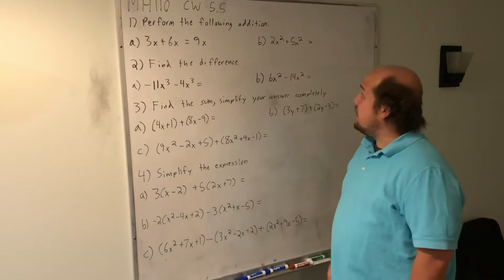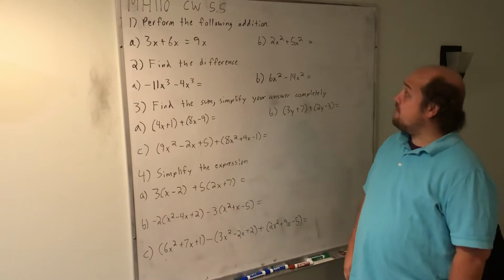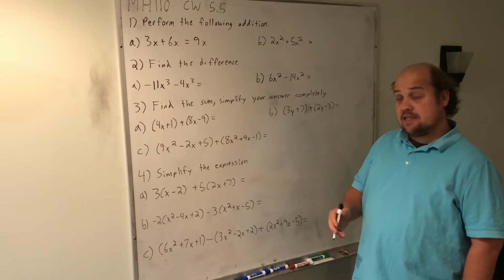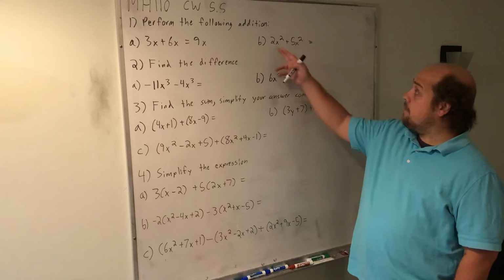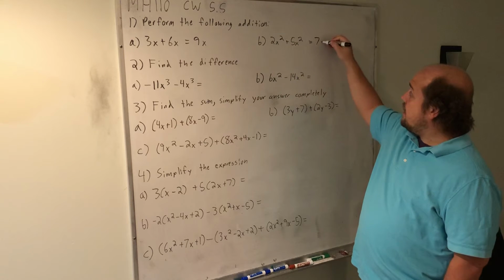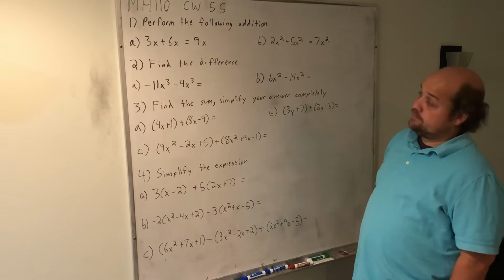3 plus 6 gives me 9x. For part B, I'm combining 2x squared and 5x squared. Again, they both have the same variable x to the same power 2. So I can combine the coefficients in front. 2 plus 5 gives me 7, and keep it as x squared.